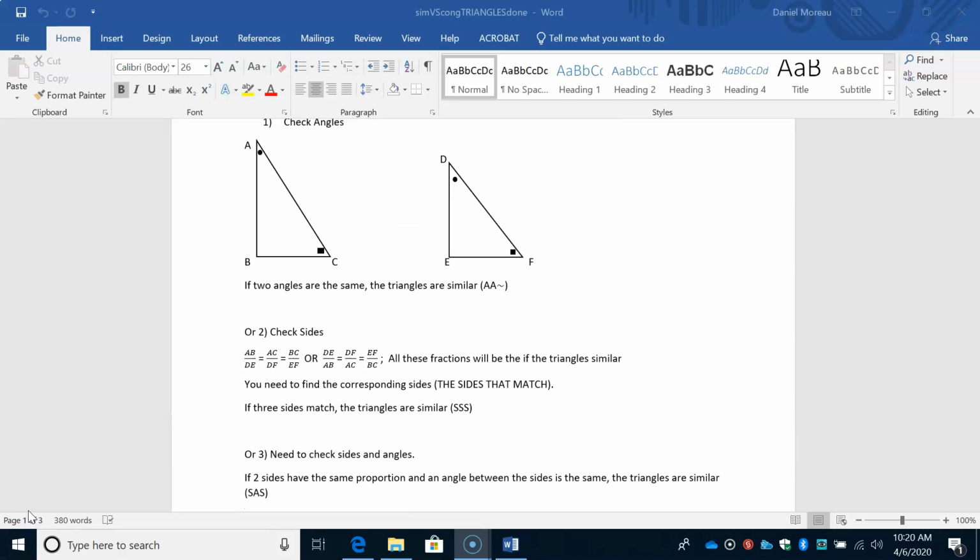I tend to use the method of checking two sides and an angle the most frequently. This is the most powerful and therefore used the most frequently method.